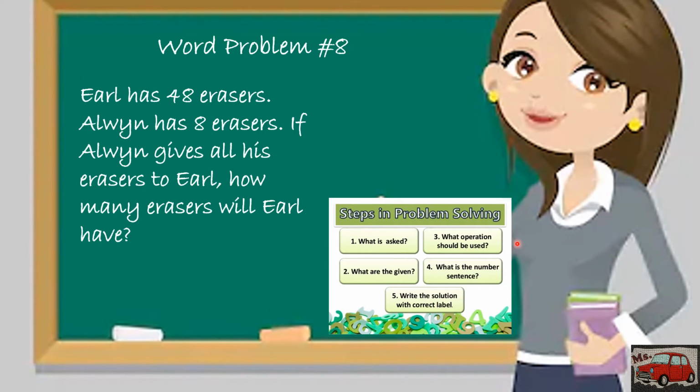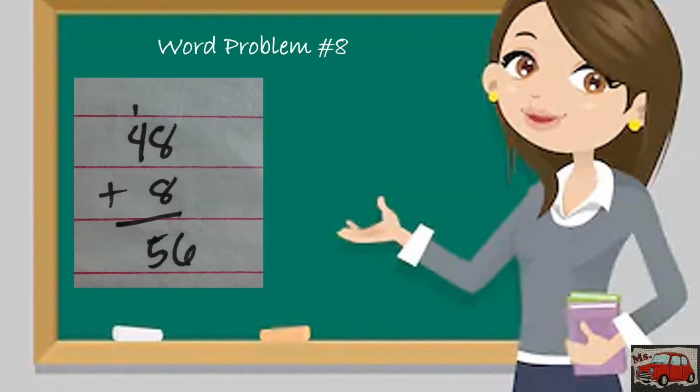Third, what operation should be used? So since the question is how many erasers will Earl have, so the total. And then the keyword here is that Alwin gives all his erasers to Earl. So ibig sabihin, nakatanggap si Earl ng erasers from Alwin. So ibig sabihin, nadagdagan yung erasers niya. So the operation that we will use is addition. Next, what is the number sentence or the expression? So since it's addition, so we have 48 plus 8. Then let's solve. So we have here 48 plus 8. So the answer is 56. So it means Earl has 56 erasers.